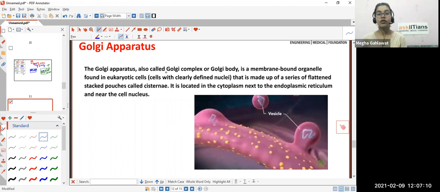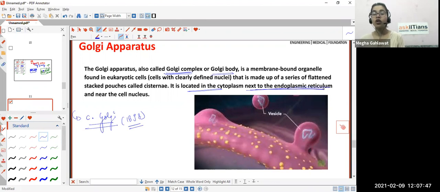So Golgi apparatus, first of all, is called the Golgi complex or the Golgi body, and it was discovered. One thing you should know, that whenever we are talking about organelles, we do not say that they're invented. We say that they were discovered because they were already present there. So it was discovered by Camillo Golgi, and hence the name Golgi apparatus, and this occurred in 1898.